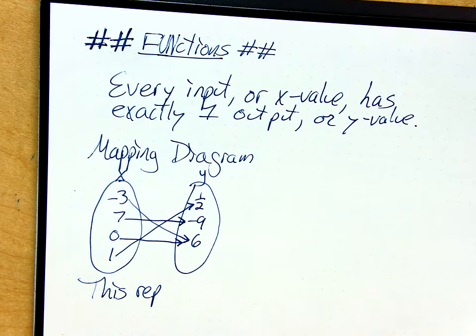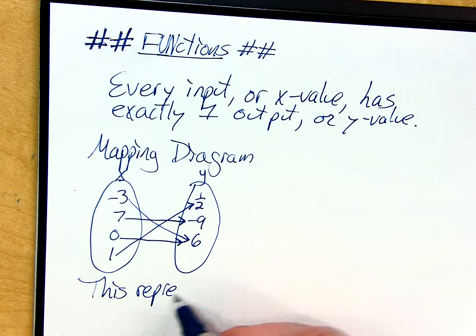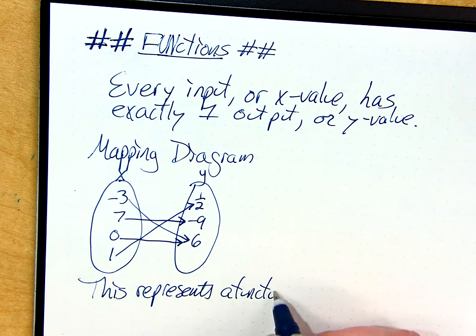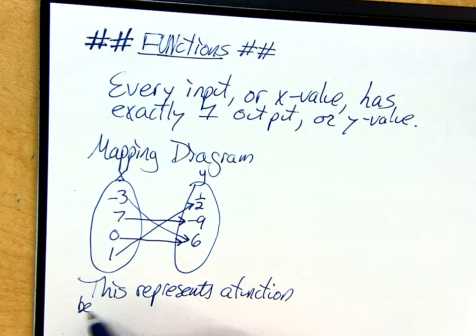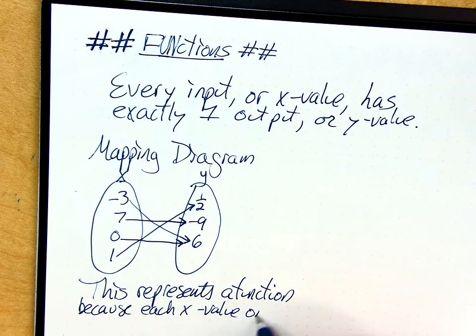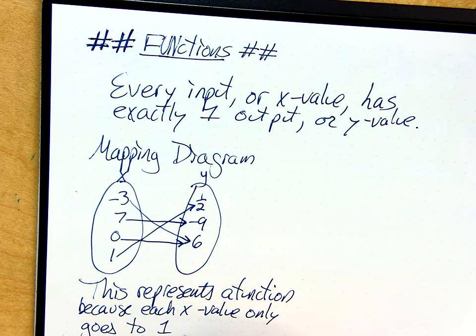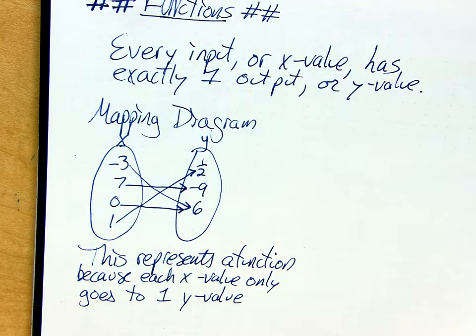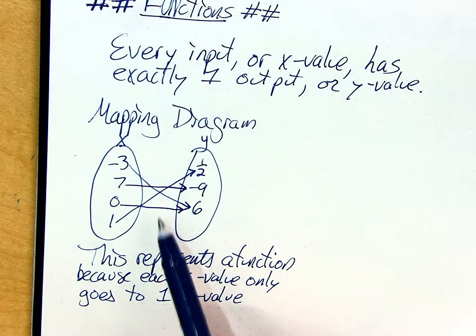Okay. So, sorry, let's pick up where we were. This represents a function because each x value only goes to one y value. It doesn't matter if two people happen to go to the same y value. That doesn't matter. It just matters that everybody in here is only going to one place.